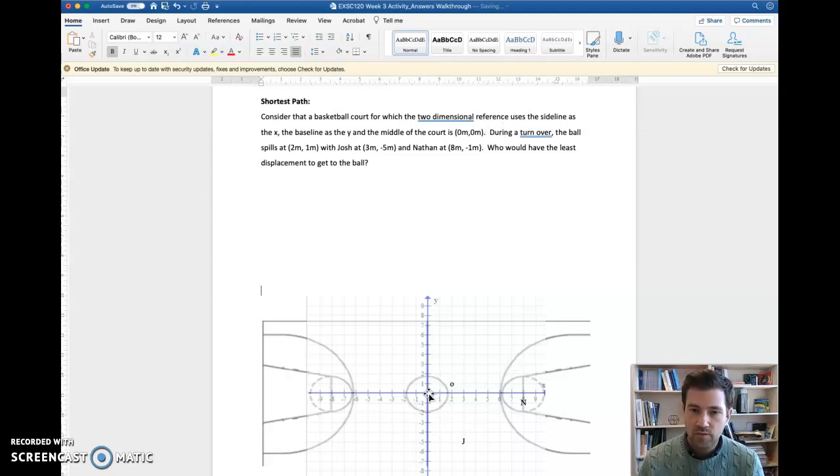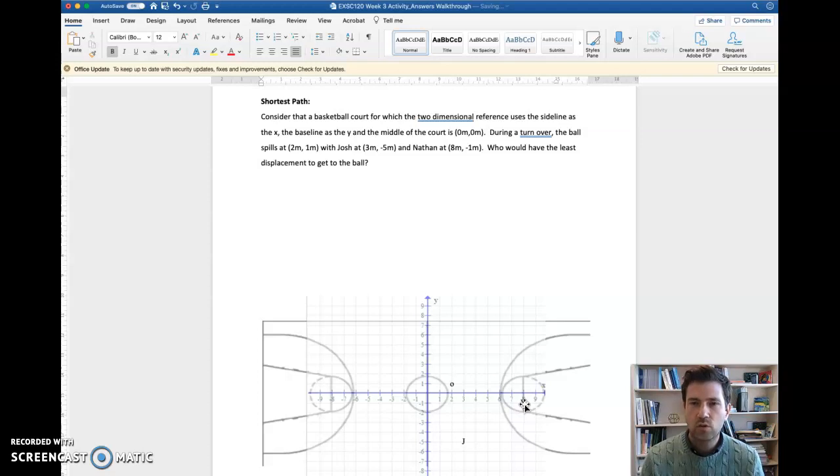And if the middle of the basketball court is 0, 0, the ball at this point in time is 2 on the X and 1 on the Y. So this is the ball here. And then we've got Josh at 3 meters on the X and -5 meters on the Y. So here's Josh here, and Nathan at 8 meters and at -1 meters, so Nathan's over here.